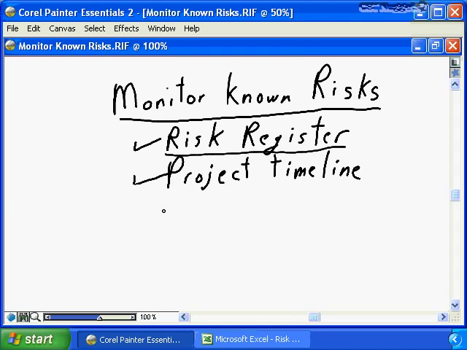The key item that we need to be aware of is the project timeline. We can't deal with all of the risks because there's simply too much to manage at one point in time, so we need to focus on the project timeline and deal with the risks that are immediate to our project and let the risks that are further out in the timeline wait until they become more urgent, more pressing to our project.